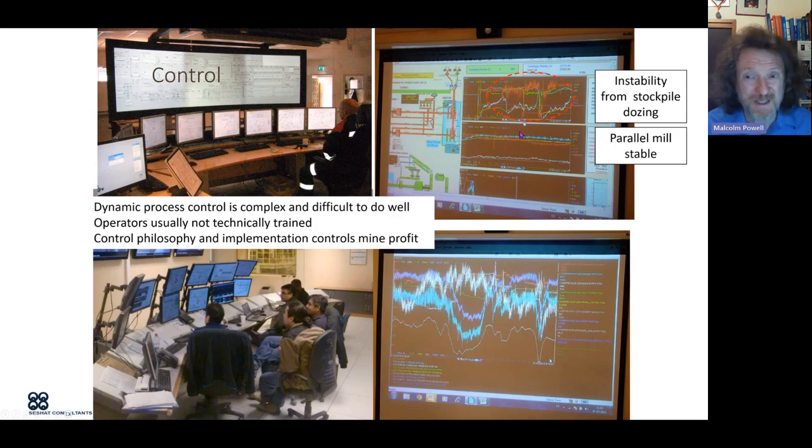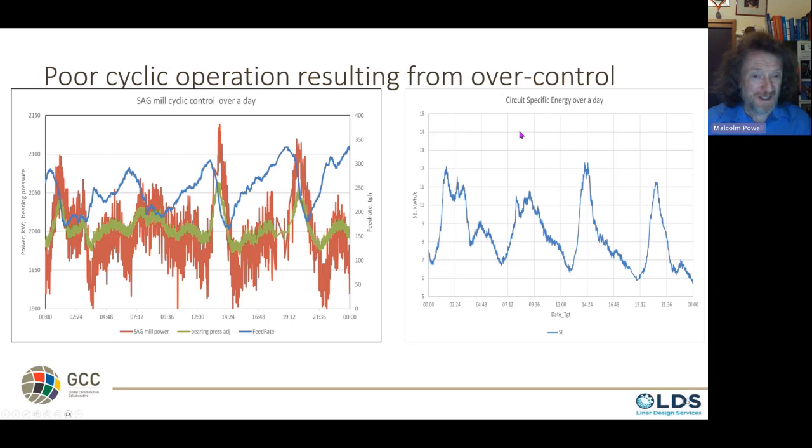So, stability. Here's another example of over-control. On the left, this is a 24-hour period, a different site altogether. It's quite a small feed rate. It's a little gold mill, somewhere between 150 and 350 tons an hour, believe it or not. Cycling during the day, that's a huge variation in feed rate that we're seeing. And look at the power, up and down and up and down, 300 kilowatts, 350 kilowatts, the bearing pressure all over the show.